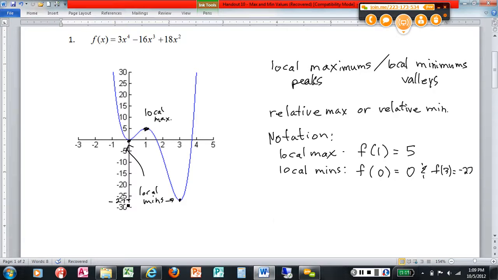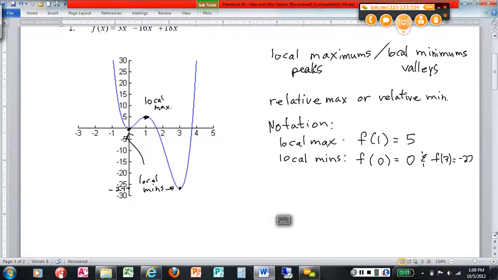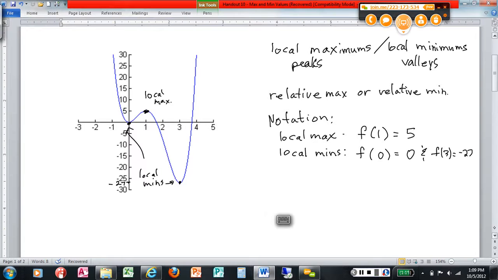Okay, one other term to mention. The combination of local max and local min are referred to as local extrema. So if you see that term, it's just a way of denoting, if you say what are the local extrema, that's just a short way of saying what are the local maximums and what are the local minimums. They want both, okay? Local extrema.